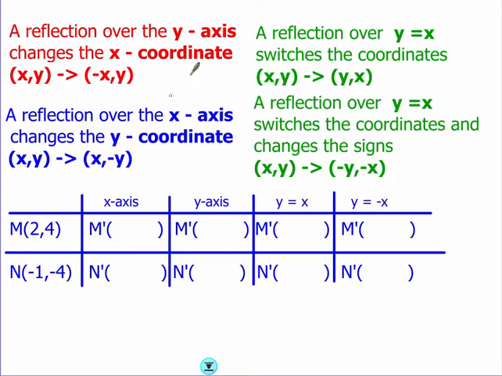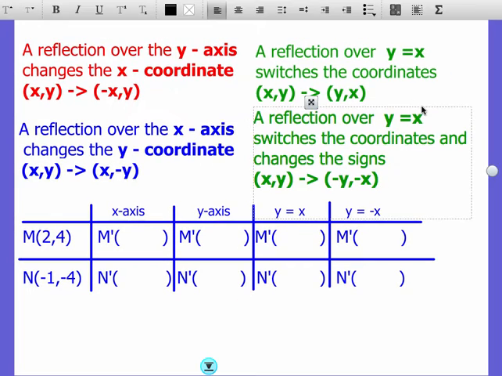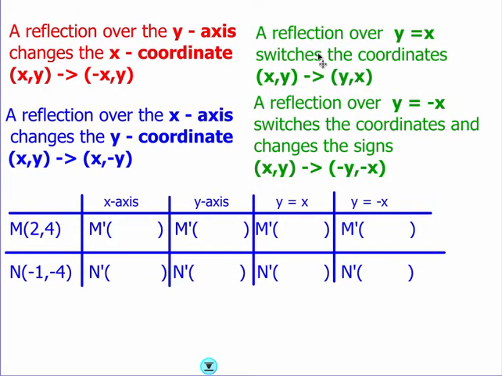All right. When we reflect over y equals x, what happens is the coordinates just switch. (x, y) goes to (y, x). And if I reflect over y equals negative x, that both switches the coordinates and changes the signs. So (x, y) goes to (negative y, negative x).